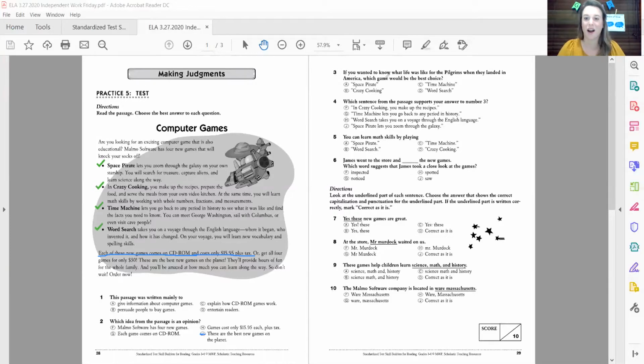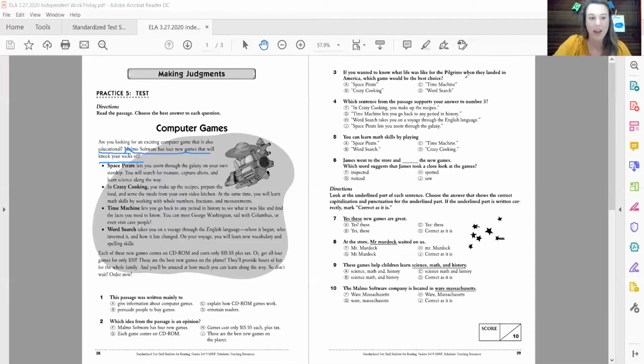All right, let's clear all that off and go to the next one. If you wanted to know what life was like for the Pilgrims when they landed in America, which game would be the best choice? Now, when you were reading the advertisement, you realize that Melmo is selling 4 new games that will knock your socks off, and they are educational. So each game has a subject like you learn in class.